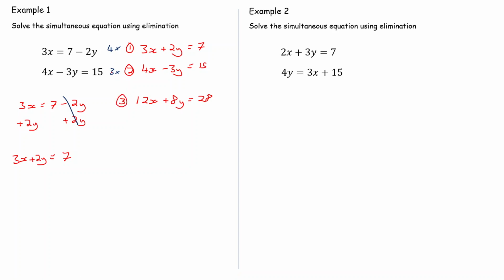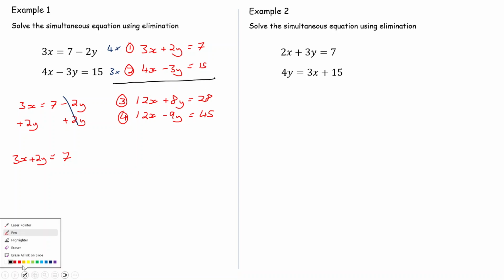Similarly, 3 times equation 2, so 3 times 4x is 12x, which is good, because now these 12x's line up. 3 times minus 3y is equal to minus 9y, and that is equal to 3 times 15, which is 45. Again, because I've changed equation 2, I've timesed it by 3, let's call it something new, like equation 4. Just to make sure we don't get anything mixed up, let's make a bit of a barrier between these equations here.